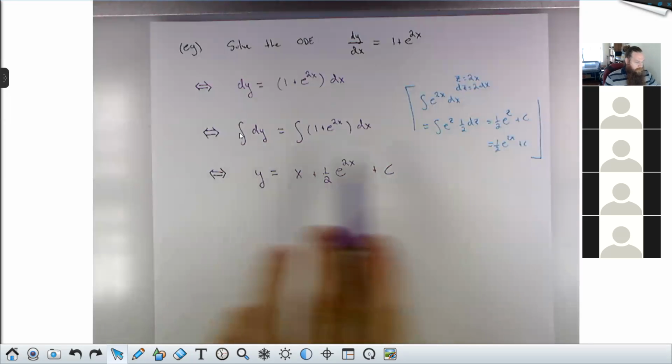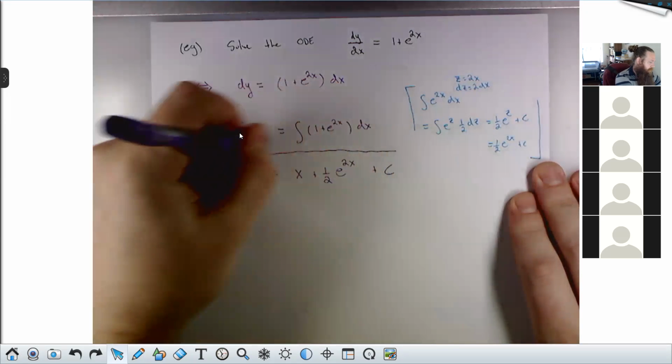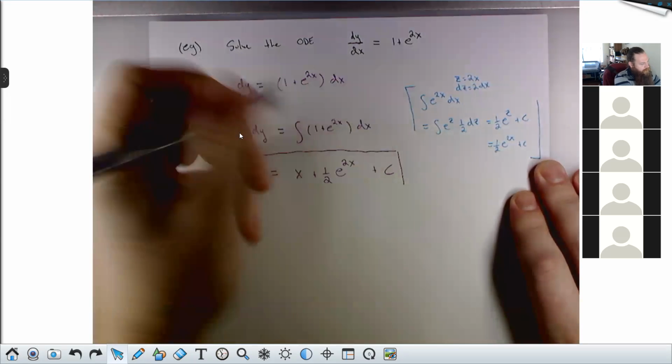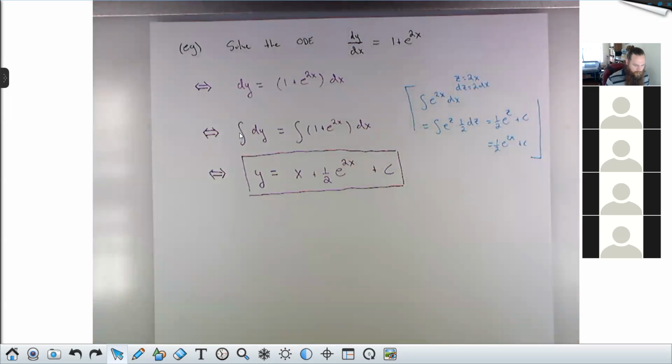So here you have your solution. You're done. All right, this is it. And this is as easy as differential equations get. It is a separable equation where there aren't even any y terms, just y primes and x's. Questions on this one? Okay, we just solved our first differential equation. Let's try one that isn't quite as simple.